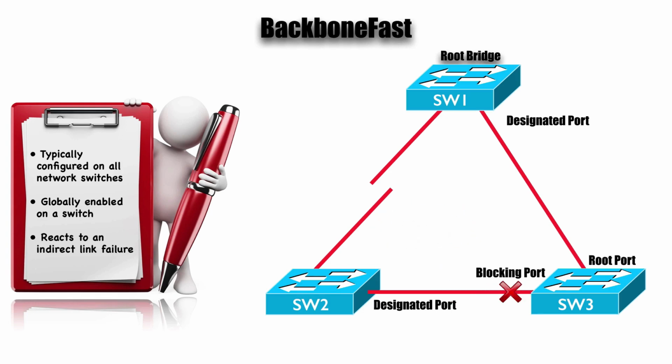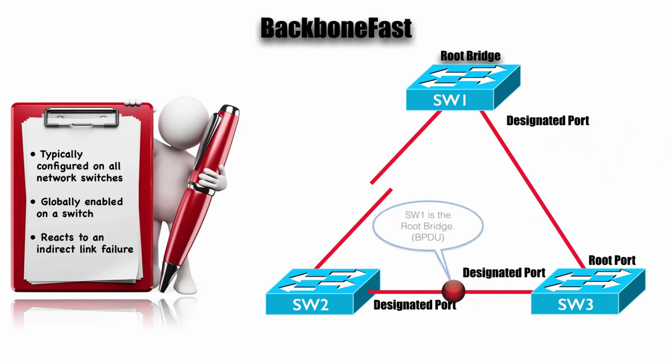Well, when SW3 sees that inferior BPDU, if we were not using backbone fast, SW3 would just ignore it and say, oh, that's an inferior BPDU, and we would have to wait the 50 seconds for that blocking port to start forwarding. But if we have backbone fast enabled, SW3 is a bit more proactive. It's going to send a query up to the root bridge, and it's going to say, hey, I'm just checking. Do I still have a path to you, Mr. Root? It sends up an RLQ, a root link query, and the root bridge says, why yes, you do. It sends a root link query reply, and it says, yes, this is the way to get to me. I am the root bridge.